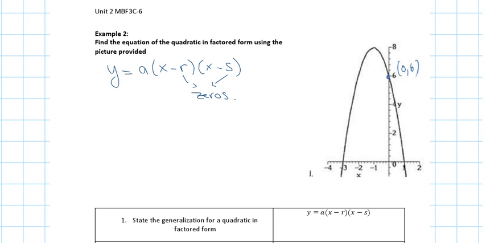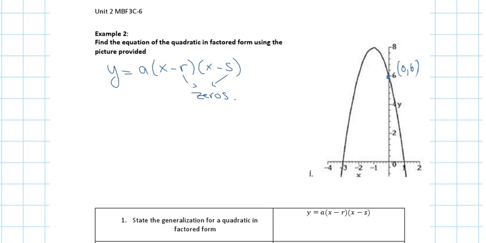Okay, so it's similar to what we have done with the vertex form, where we have to plug in the vertex and plug in another point to solve for a. In the factored form, we have to plug in the zeros and then plug in another point to solve for a.